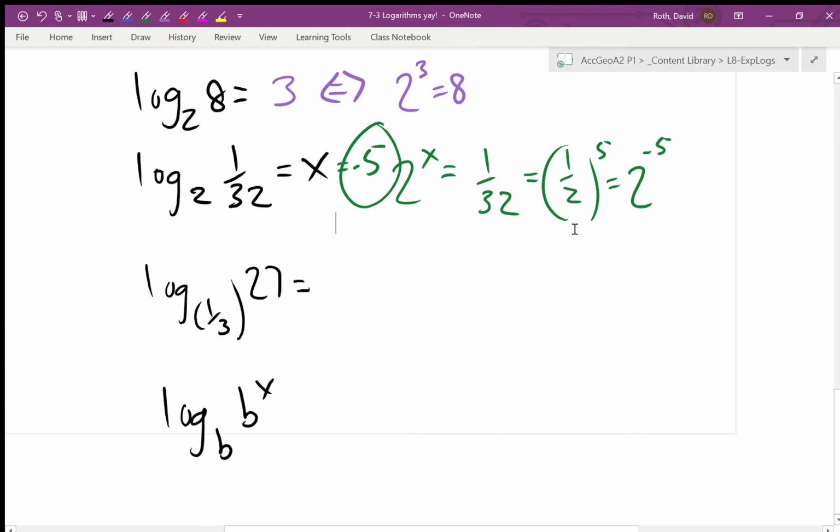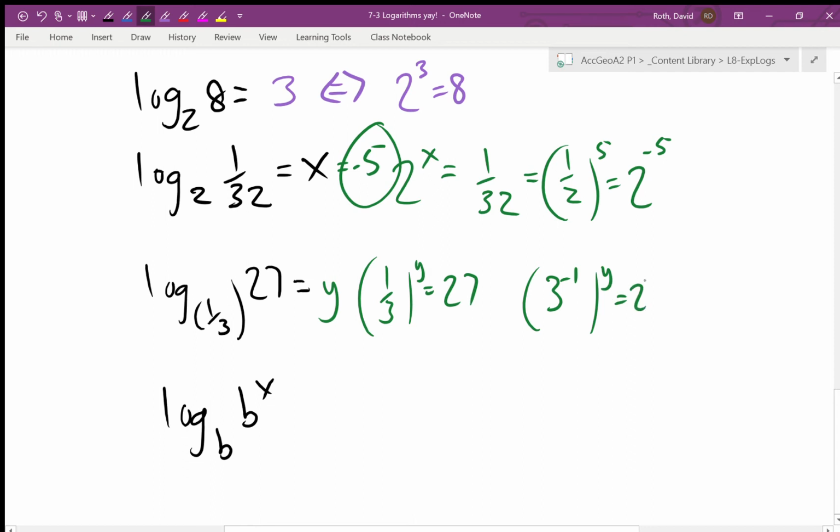Hopefully now we can say, okay, fine. Let me create these as y, because usually we're saying y equals log base something of x. It doesn't really matter. 1/3 to the y power equals 27. Okay, fine. So this would be 3 to the negative 1, that is 1/3, to the y power equals 27. And so 3 to the negative y equals 3 cubed. And so in this case, y would be equal to negative 3.